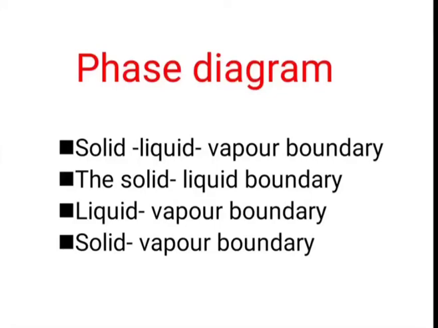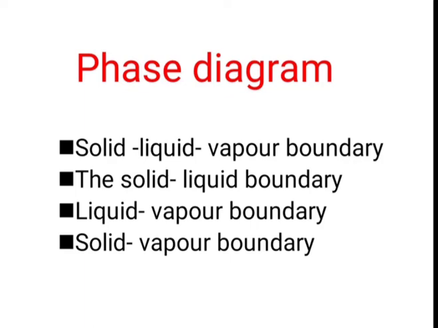Today we will see the phase diagram, the solid liquid vapor boundary. Next is the solid liquid boundary. Next one is liquid vapor boundary, and last point is the solid vapor boundary. So, initially we have seen the diagram for these three phases, solid, liquid and vapor together, and the diagram shows all three phases intersect at one point, and that point is called the triple point of water.